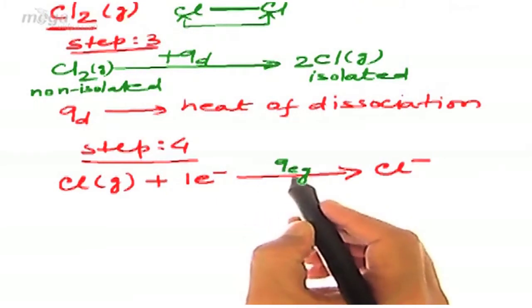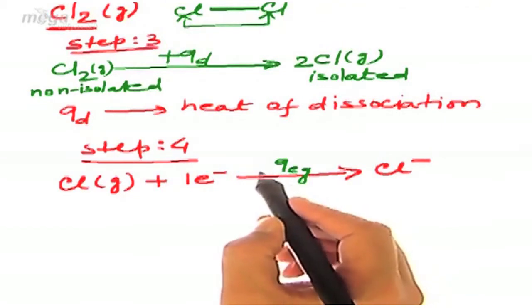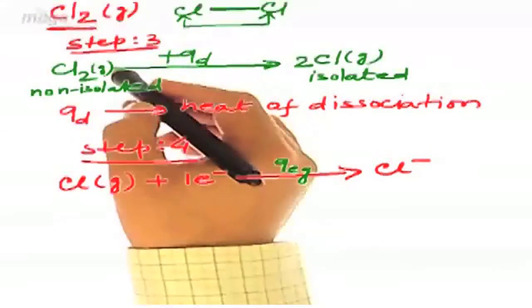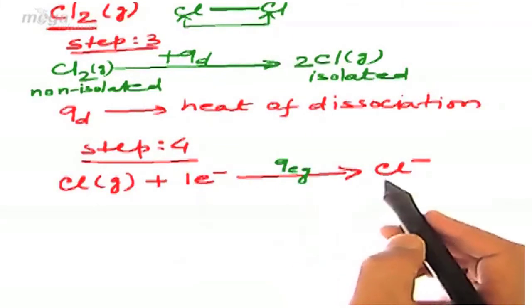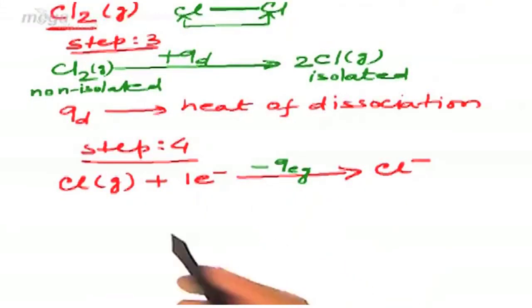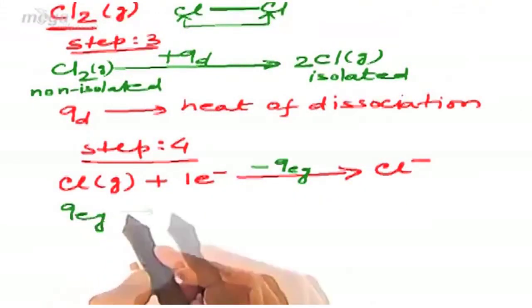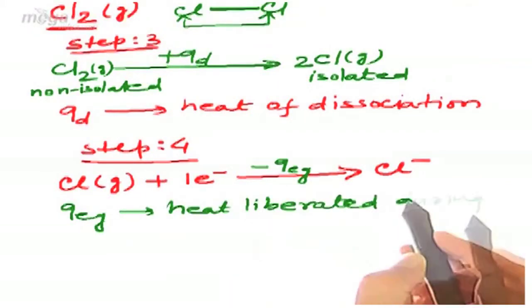Here Q means heat, Eg means during electron gain. Since we had been using a positive sign for the absorption of energy, here energy is being liberated, so we shall be using minus. Here Q is representing heat liberated during electron gain.